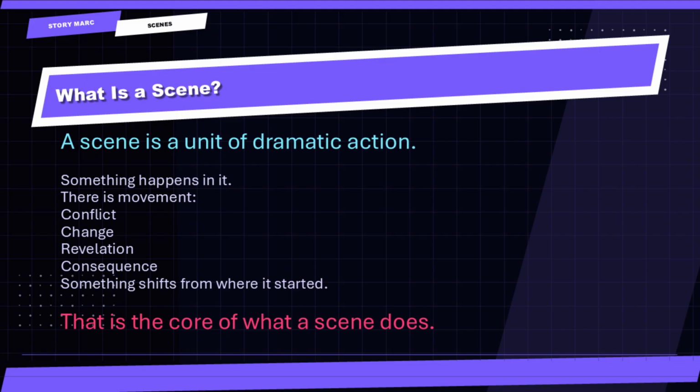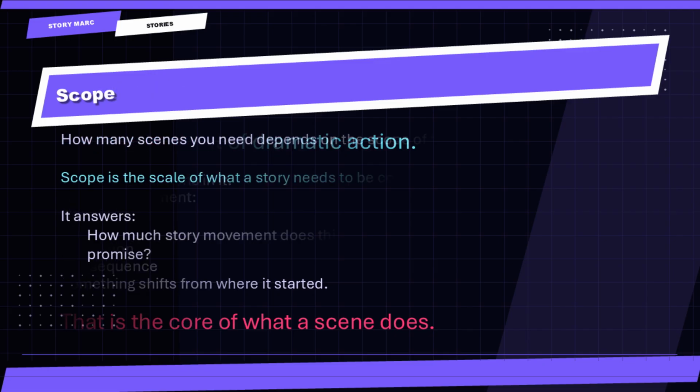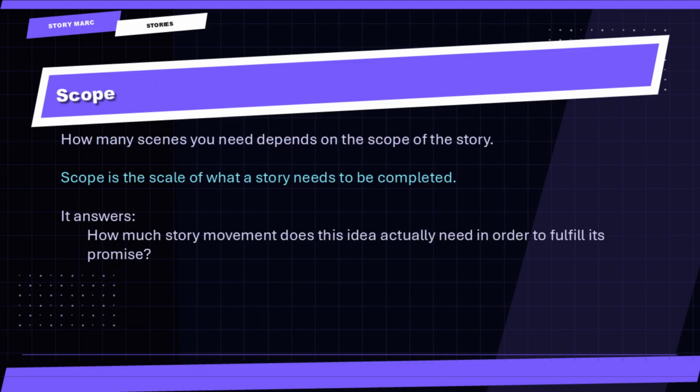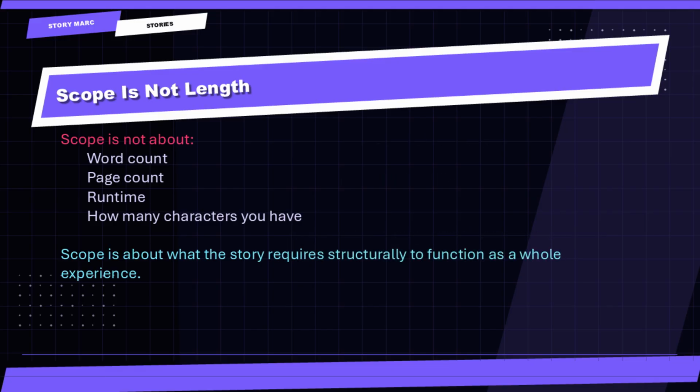Now, how many you need depends on the type of story you're telling. This brings us to the topic of scope. Scope is the scale of what a story needs to be completed. Think of it like this. Scope answers how much story movement an idea actually needs in order to fulfill its promise. It's not just a matter of length or word count or how many characters you have. It's a matter of what the story requires structurally to function as a whole experience.